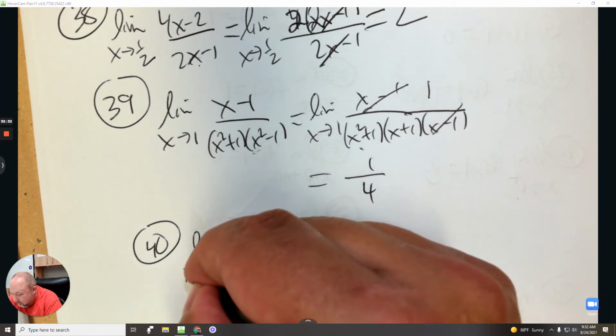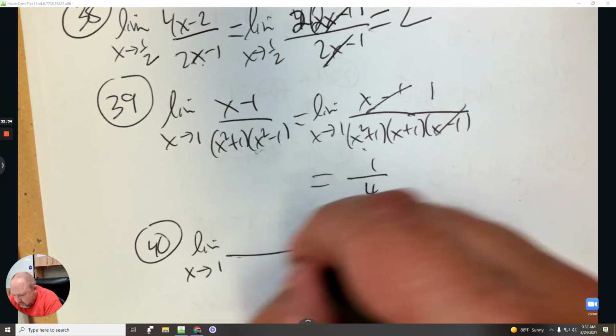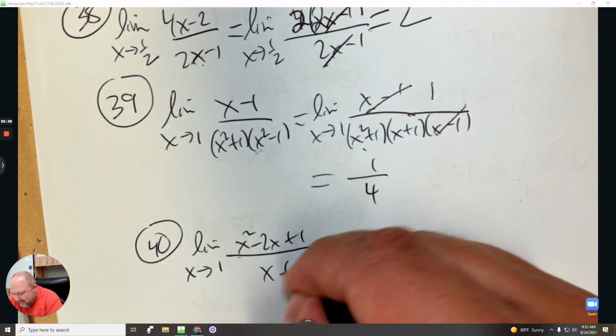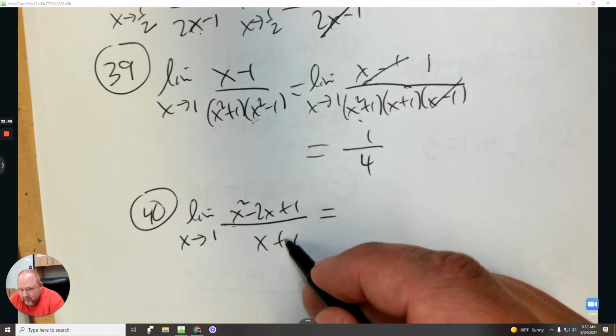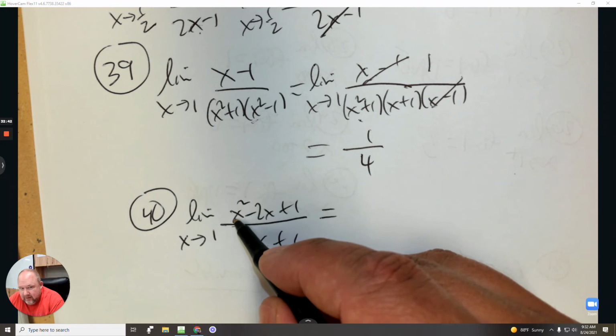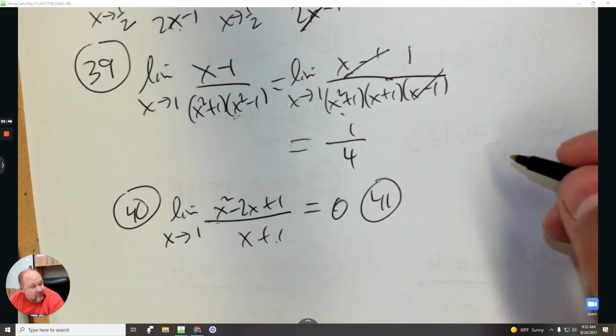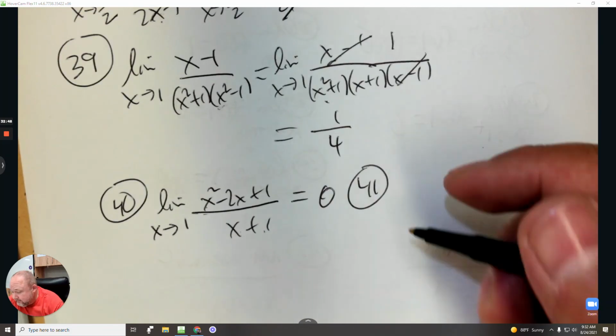So again, don't assume. This is not indeterminate, just so you know. So if I plug 1 in, the denominator is 2. Plug 1 in on top and it's 0, so 0 divided by 2, so the answer is 0. Good to not assume. 41.